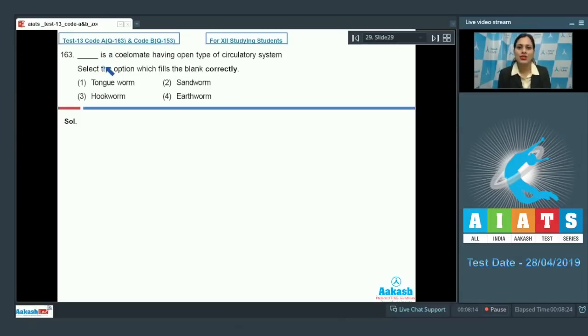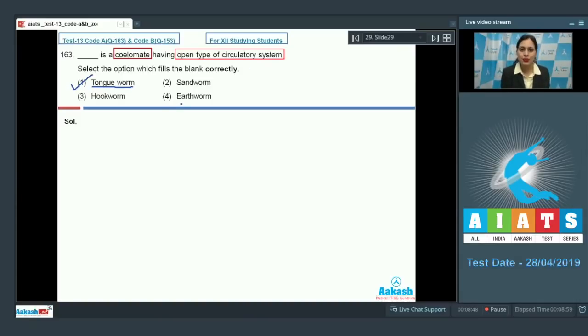Question number 163. Blank is a coelomate having open type of circulatory system? Select the option which fills the blank correctly, and the options are tongueworm, sandworm, hookworm, and earthworm. And the key point in this question is coelomate and open type of circulatory system. Now, the very first option is tongueworm, and this is a correct answer to our question because tongueworm belongs to the phylum Hemichordata, which are true coelomates and have open type of circulatory system.